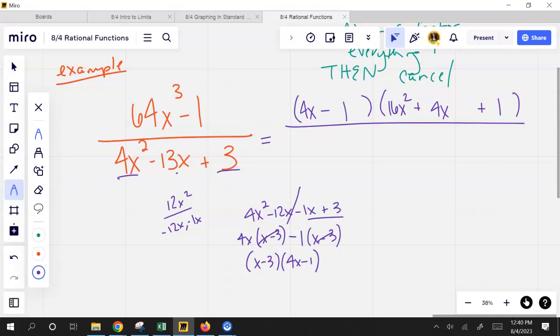Is that how she taught y'all to factor or no? Y'all don't know. Okay.